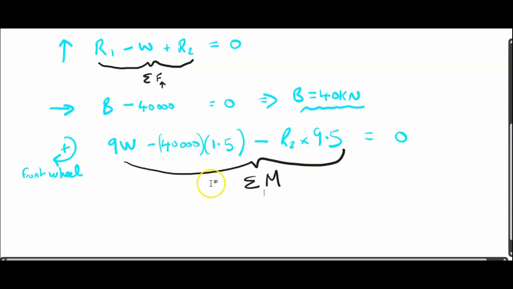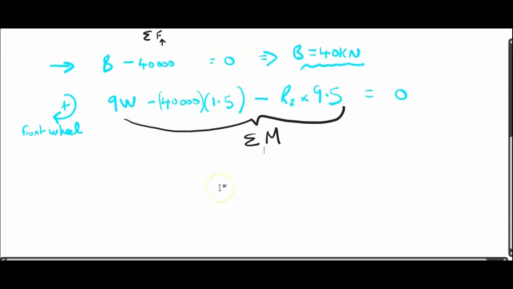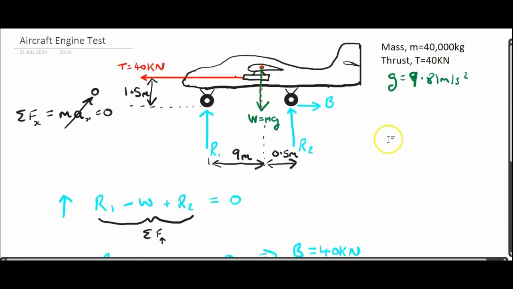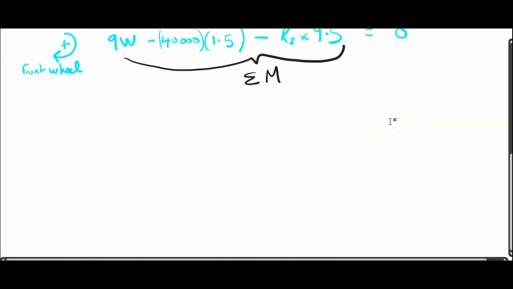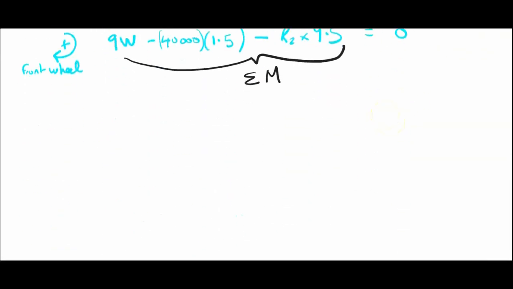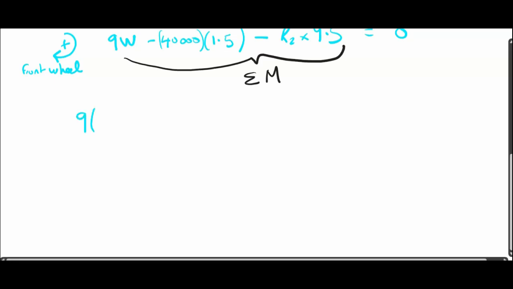Right, well we can substitute some numbers in there, can't we? Because we know what the weight is. The weight is mg, we know what the mass is, 40,000 kilograms. So we can start putting some numbers in. So we have got 9 times the mass, which is 40,000 kilograms, times g, which is 9.81. So that's the 9W.